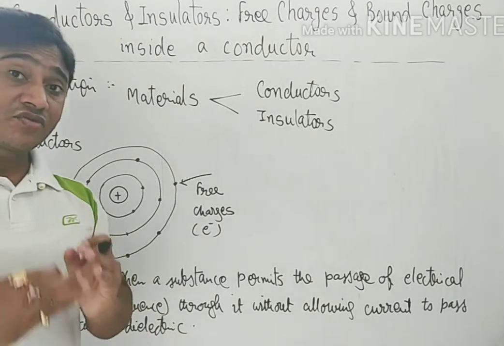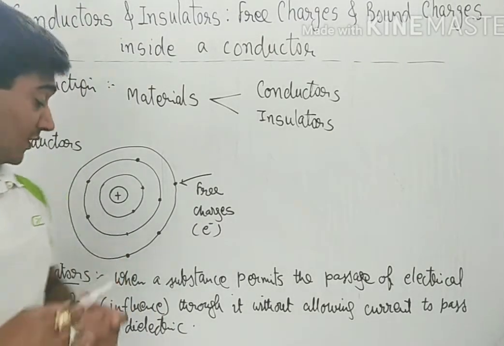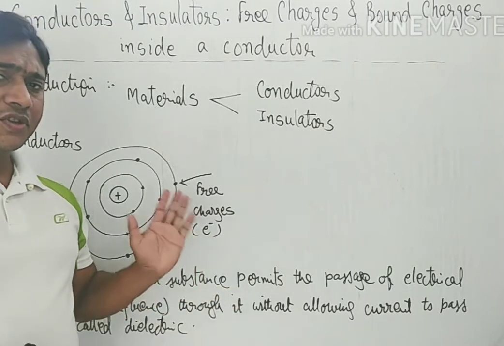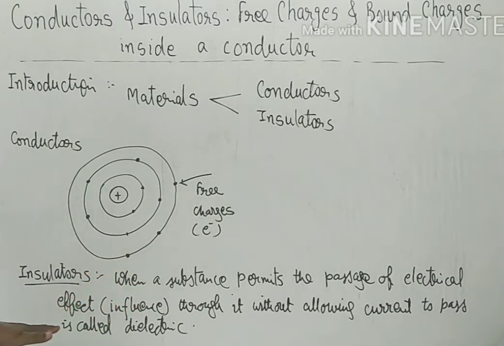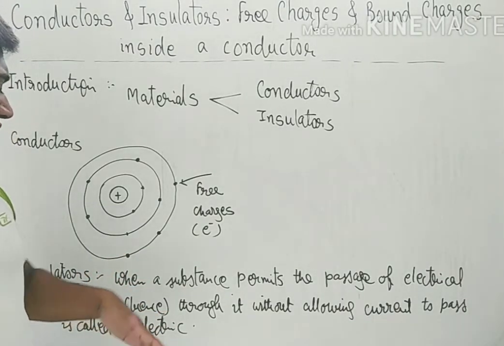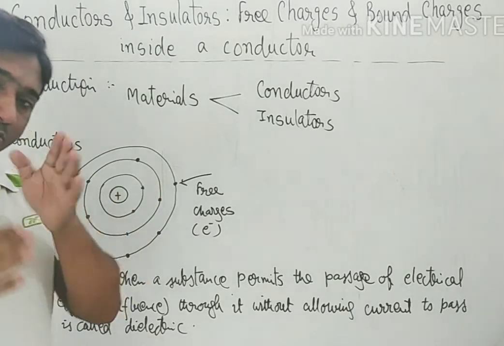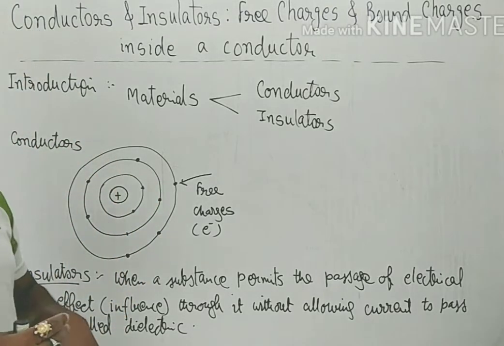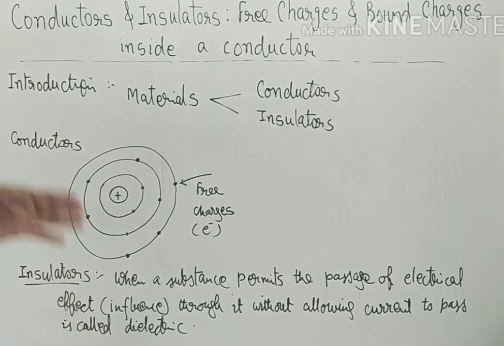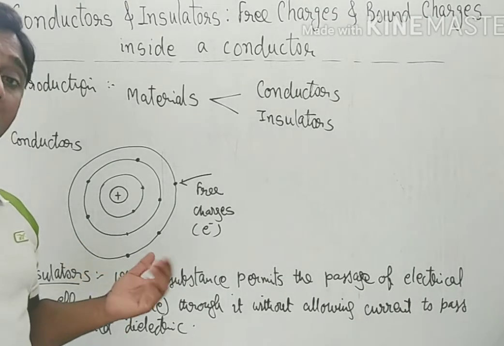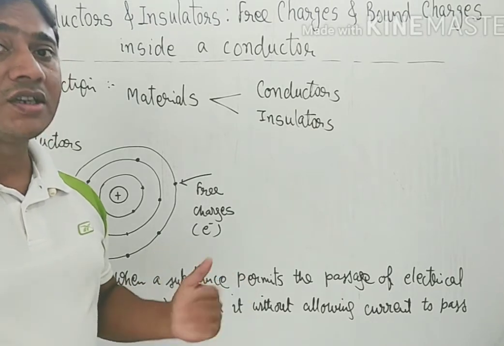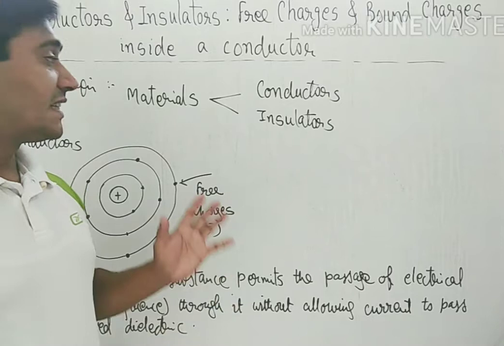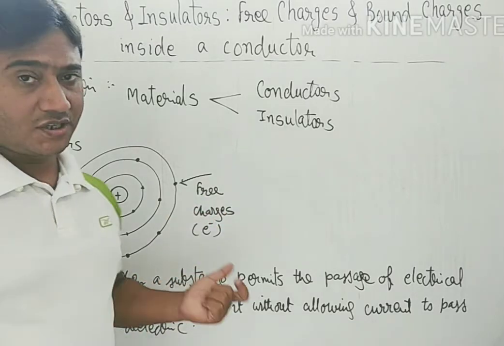So students, these dielectrics will be very frequently used as the lecture proceeds. Inside the capacitance between the plates, the material will be just placed to increase the capacity of the capacitor. So dielectrics are basically those substances which allow the passage of electrical influence through them but do not conduct the current as such. So such insulators are called dielectrics.